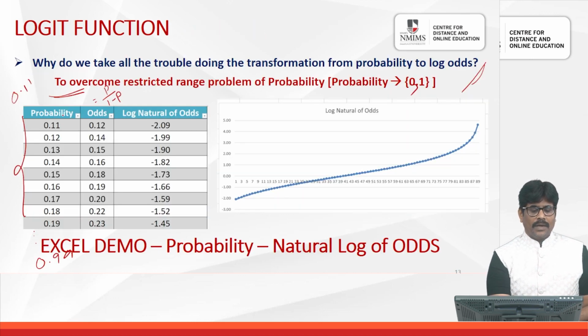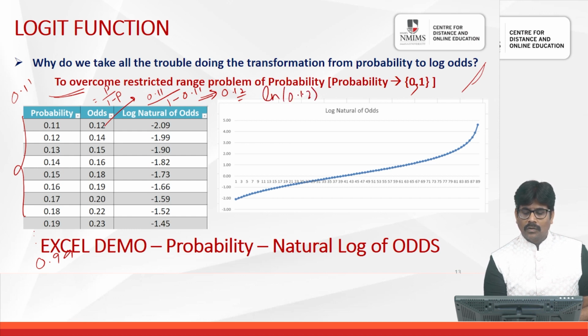So, what I did, I put these values as a probability and then I converted them into odds using this equation, probability divided by 1 minus probability. That is how I get 0.12, which is 0.11 divided by 1 minus 0.11. If you solve this, you will get 0.12, right. So, this is your odds. Now, what I did, I took the ln of odds, that is ln of 0.12, which gives you minus 2.09.